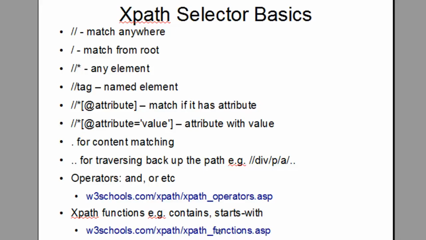And I can do the normal equals to match the attribute value. Now I can match the content in XPath with the dot notation. So I can say dot equals a particular value. I can traverse up and down the path. So in this example here, I'm doing //div/p/a to get me to an anchor. Then I'm doing dot dot, which will take me up to the parent, which will actually select the paragraph.